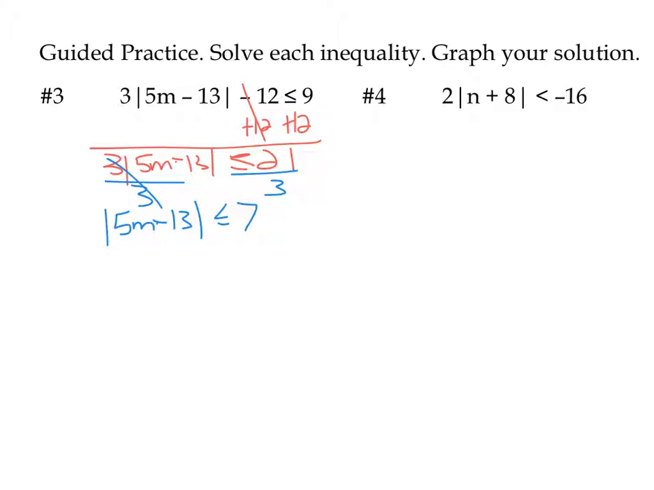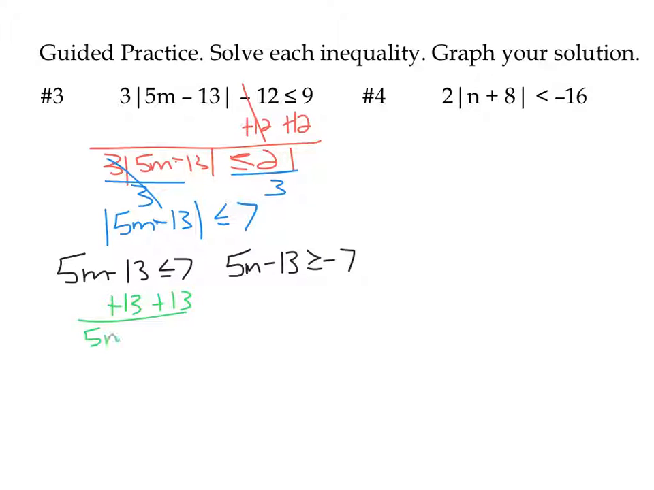And now I can set up my 2 inequalities. I have 5m minus 13 less than or equal to 7, and 5m minus 13 greater than or equal to negative 7. And if we look up at the beginning too, we saw it was a less than. We should be getting an and. That's something just to keep in mind as we go through this. And if I go to solve these now, I can add 13 to both sides and get 5m less than or equal to 20. Add 13 to both sides here. 5m greater than or equal to 6.